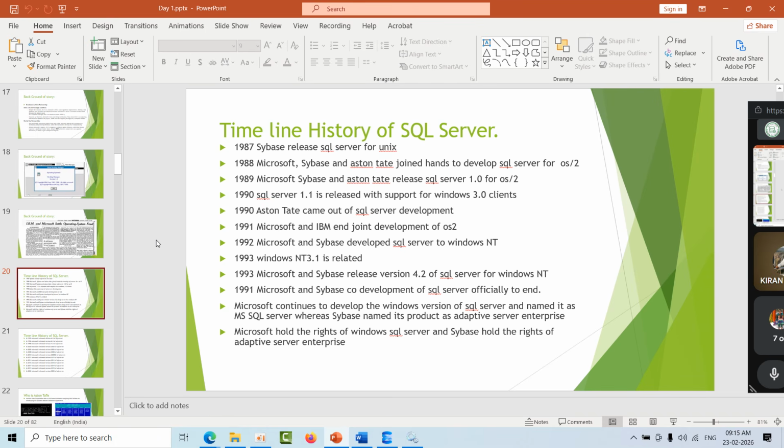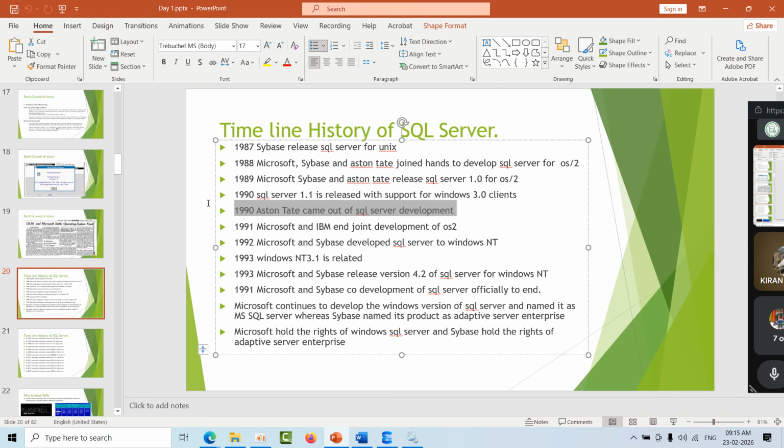So what happened now? Microsoft, Sybase, and Ashton-Tate Corporation joined together to develop SQL Server. Three friends joined together, and they started working, developing and releasing one by one. Then, of the three friends, Ashton-Tate came out of the SQL Server development. Why? Because it was not going to work, and the benefit was not what they expected. It was not that much of an expectation for them. So that's why Ashton-Tate came out of the SQL Server development.